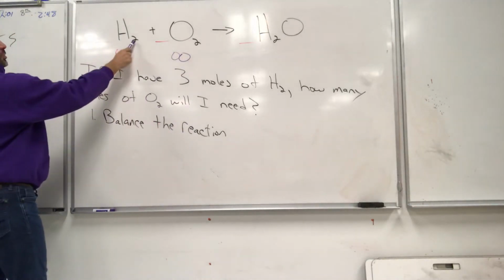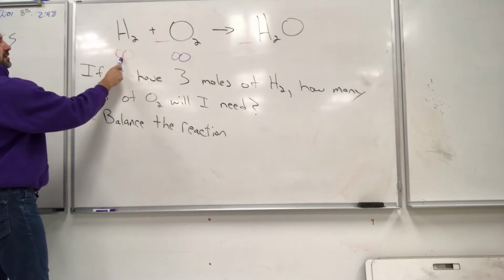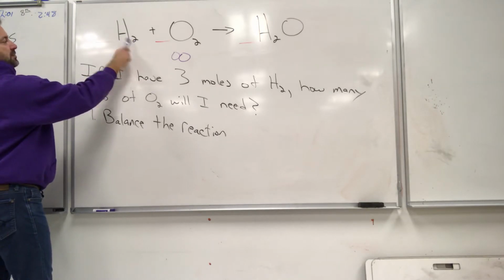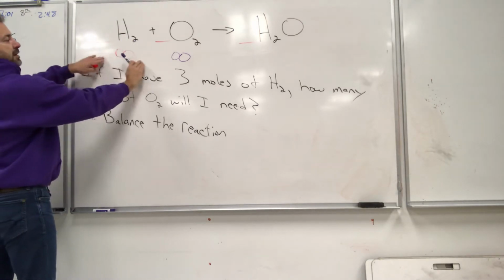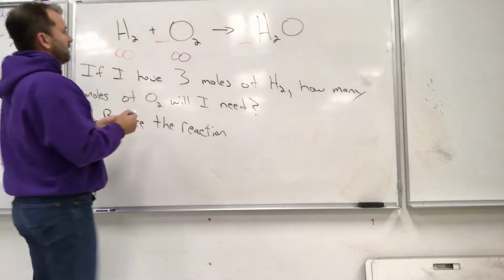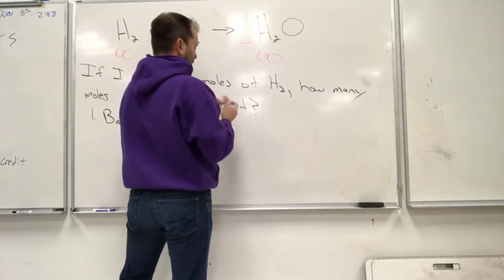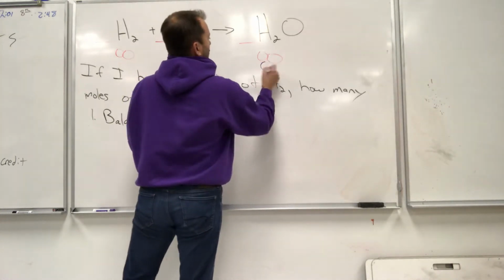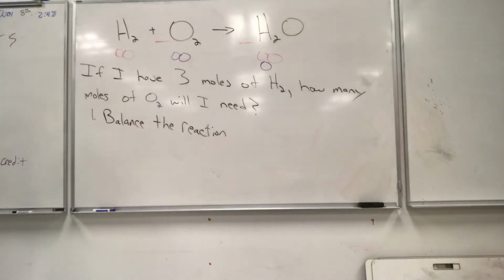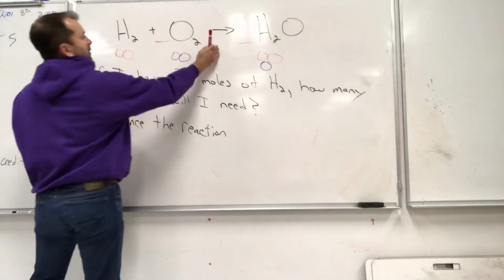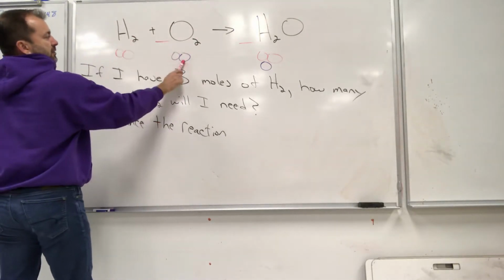I'll make that purple, right? And the reason there's 2 is because it's H2. The reason they're connected is because it's a subscript. If it was in front, they would be separated, right? And then H2O over here is going to be 2 red and 1 purple, right?